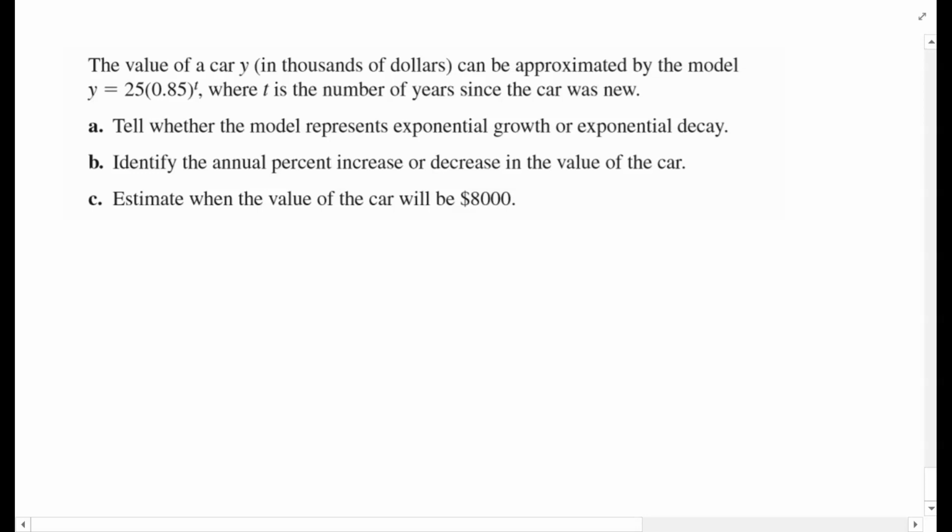The value of a car in thousands of dollars can be approximated by the model 25 times 0.85 to the t, where t is the number of years since the car was new. So tell whether the model represents growth or decay. And so we should be able to recognize that it is decay. Why? Because the b value is less than 1. Okay, so we have 0.85 is less than 1, so it's decay.